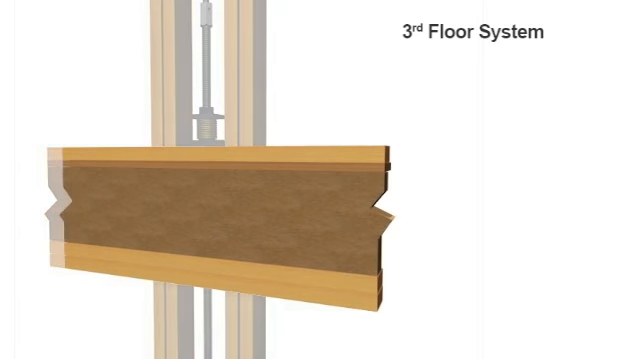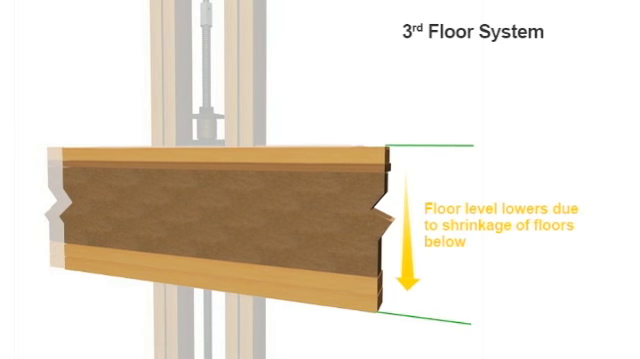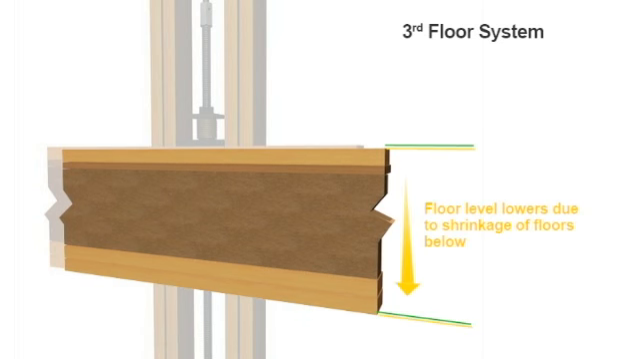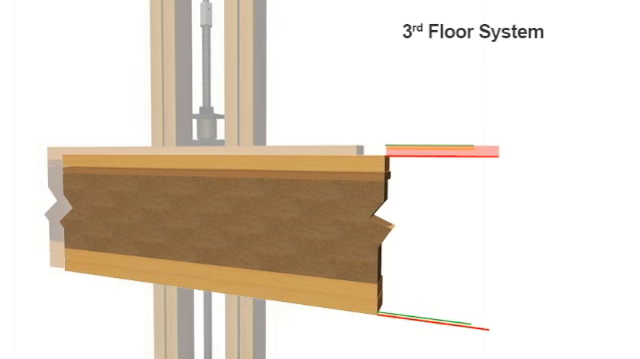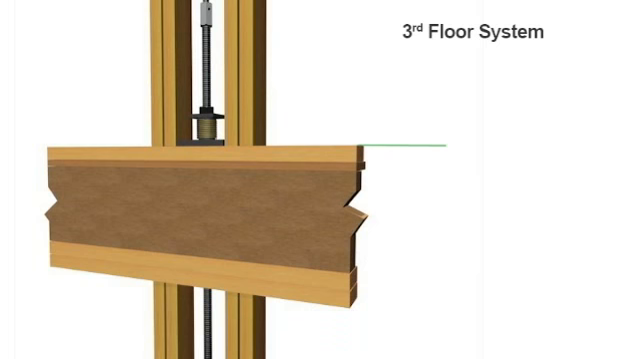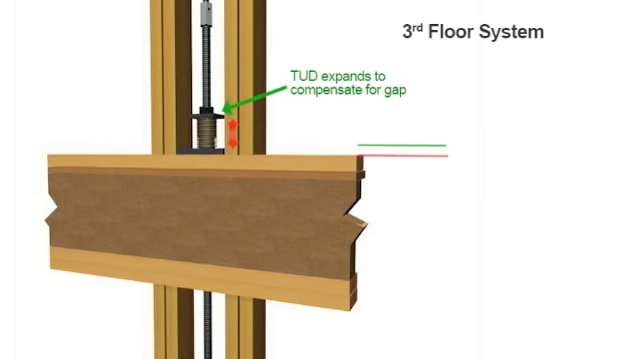The shrinkage at the second floor level causes the third floor system to move down. The framing of the third floor system shrinks also. The gap that is created between the nut and bearing plate is due to the shrinkage at the second and third floor systems. Therefore, this gap at the third floor is larger than the gap at the second floor. The take-up device, installed above the bearing plate, expands to fill this gap.